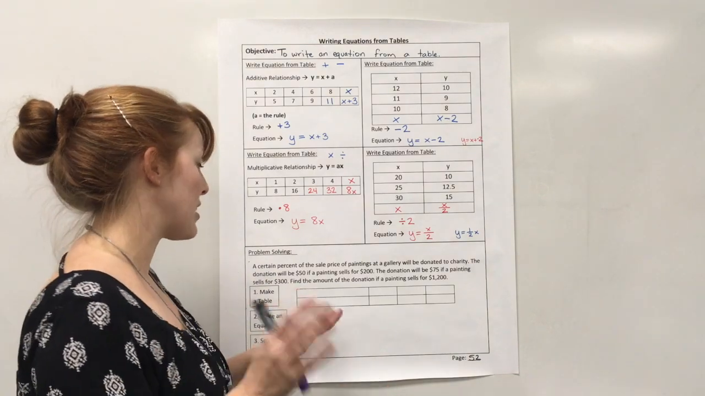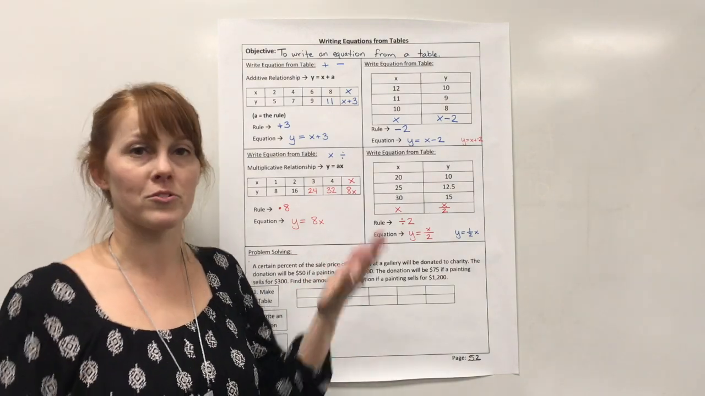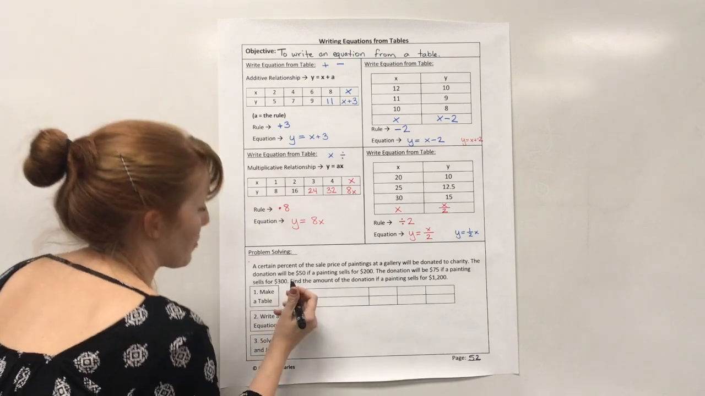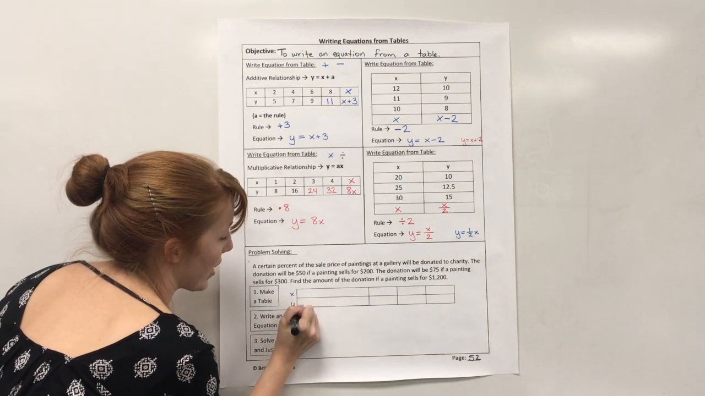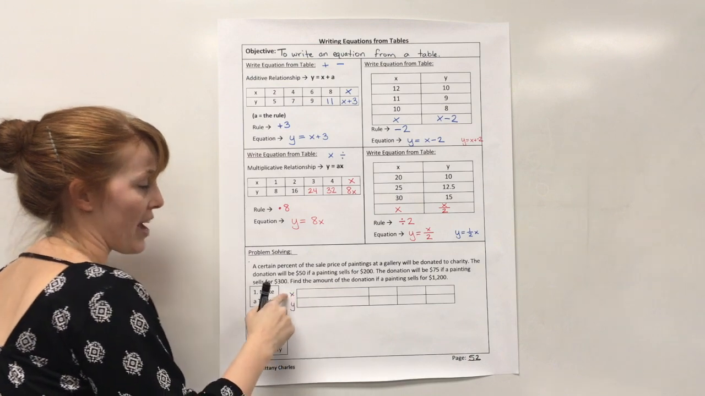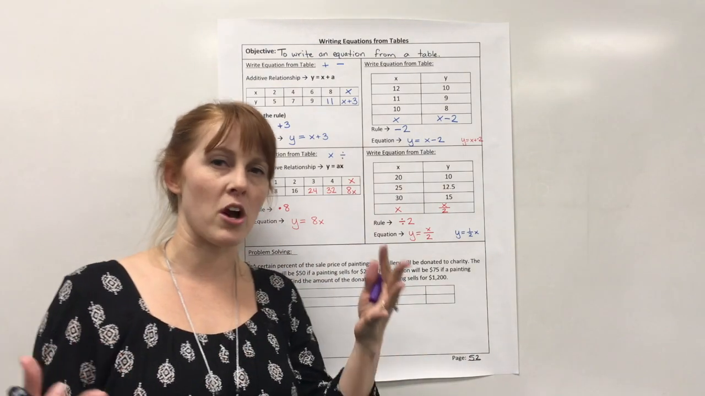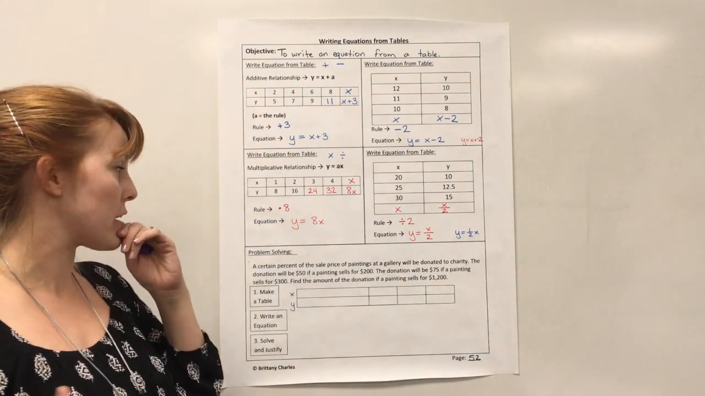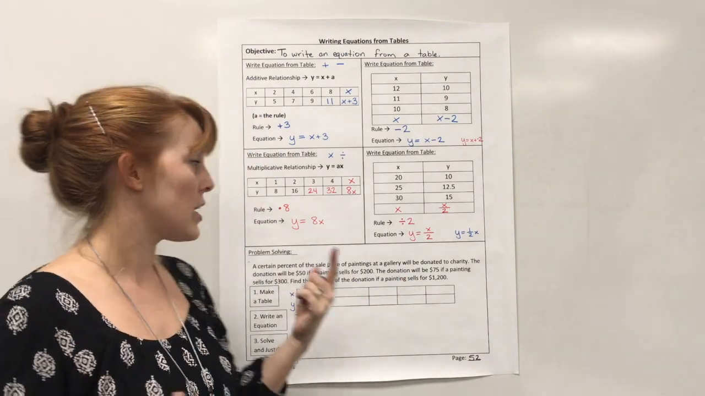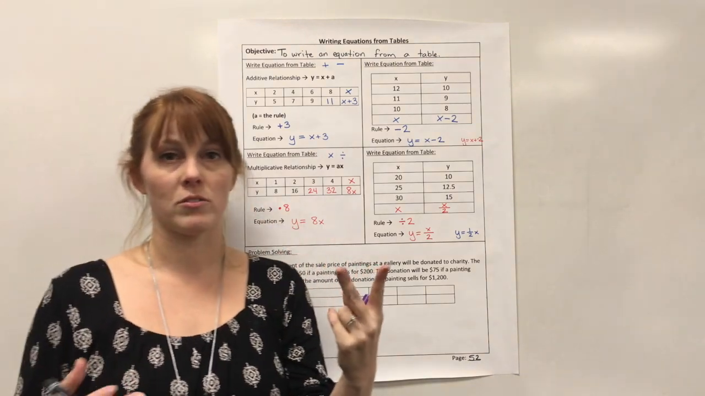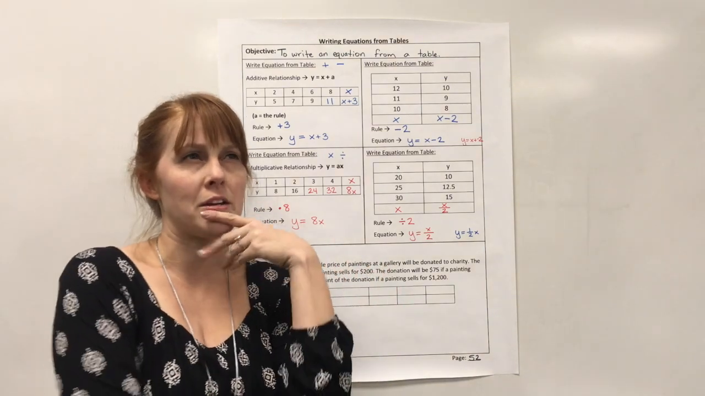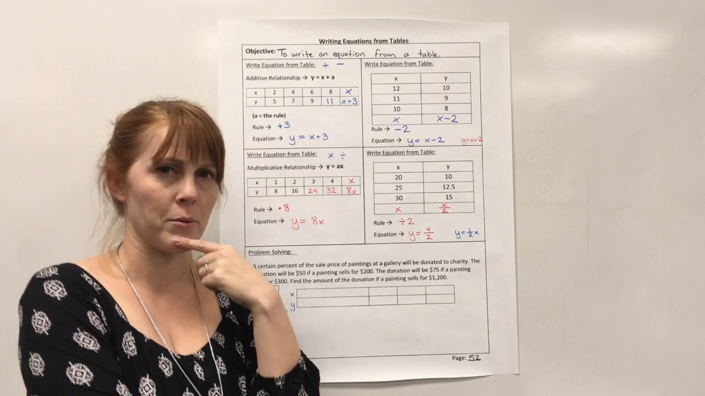All right, well, first thing I need to do is figure out what are the two variables in this situation. And I'm going to label this X and this Y. Remember, X is independent, Y is dependent. Okay, so what are the two things that I'm talking about here? Well, I'm talking about sale price and I'm talking about donation. So out of those two, which one would I need to know first? Which one is the independent variable?